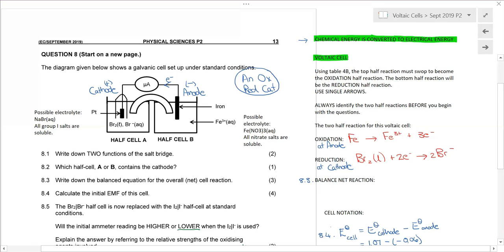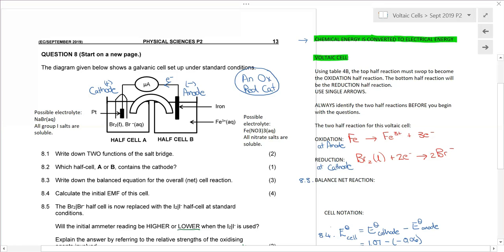Now, electrons leave the anode because that's where oxidation takes place. Electrons are given off. They travel through the circuit. This is an ammeter that will measure microamperes. And the electrons travel through to the cathode, onto the platinum electrode, where the reduction half reaction will take place.